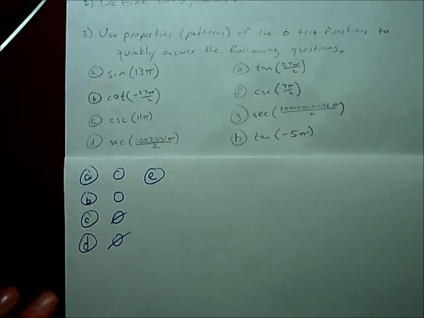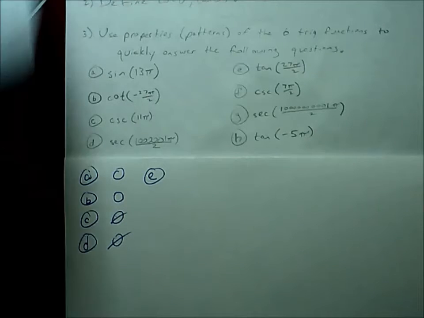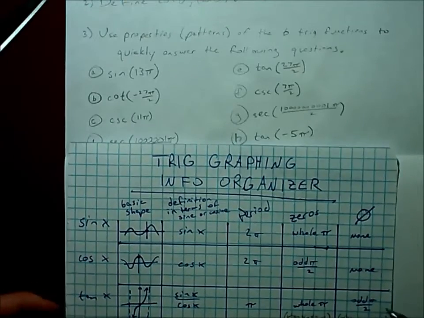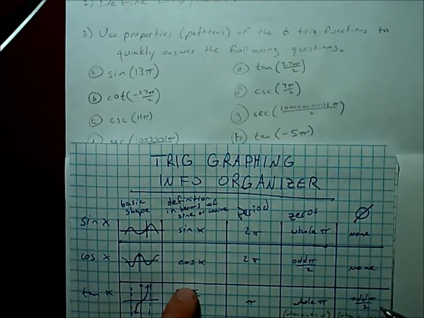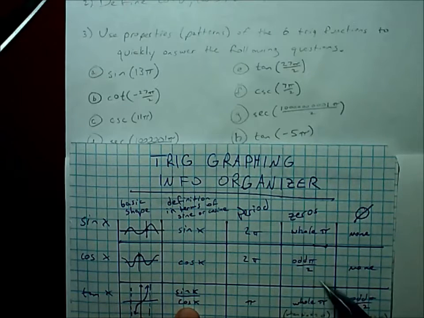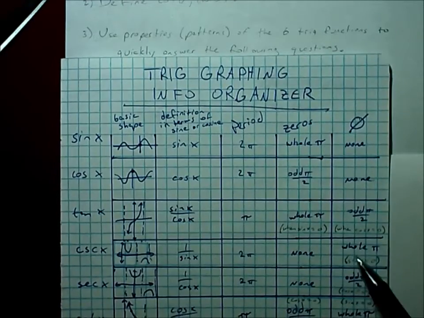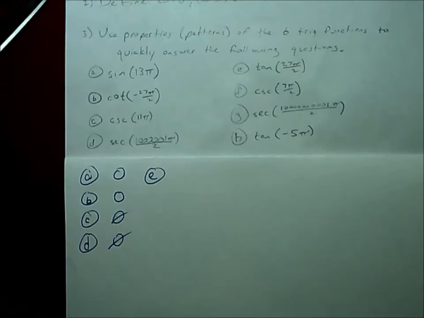E, tangent of 27 pi over 2. So tangent is sine over cosine, and so cosine would be 0 at that point. That's an odd number times pi over 2. Cosine would be 0. So, therefore, tangent is undefined.